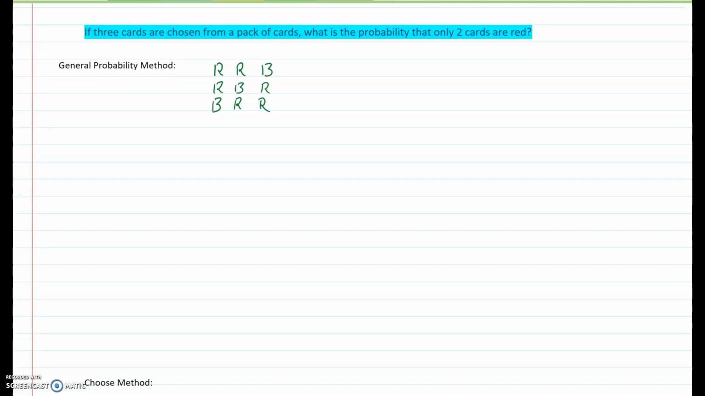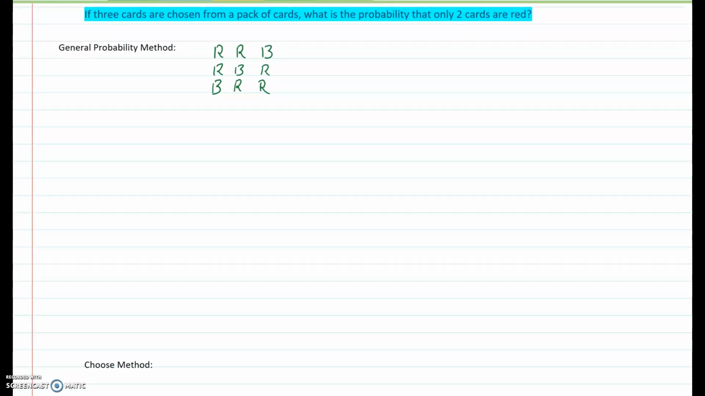Okay, so back to choosing 3 cards from a full pack. What's the probability that only 2 cards are red? Now, if I have 2 cards that are red, I have the following possibilities. I can have red, red, and black. I can have red, black, and red, or I can have black, red, and red. So I'm going to have to work out the probability of each one of those and add them together, which again isn't the end of the world, but is a bit long and a bit tedious when you are putting it into your calculator. So let's start with this.